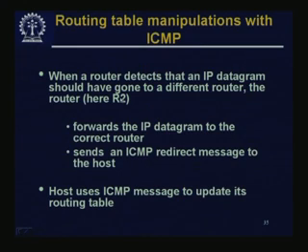For example, for this ICMP, when a router detects that an IP datagram should have gone to a different router, the router here, let us say R2, forwards the IP datagram to the correct router and sends an ICMP redirect message to the host. The host uses the ICMP message to update its routing table.